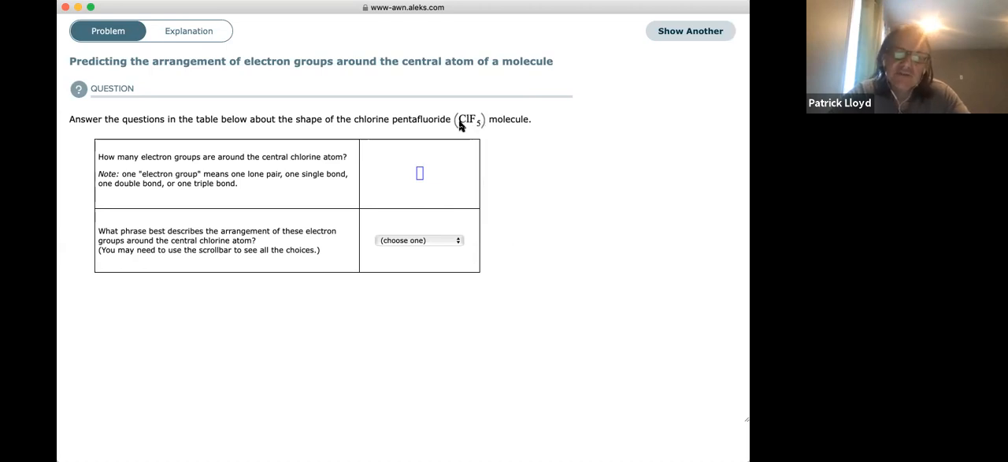How many electron groups are around the central chlorine? Remember, an electron group is either a lone pair, a single, a double, or a triple, right? So a triple bond doesn't count as 3 groups. A double bond doesn't count as 2. They only count as 1. And then what's this arrangement? And then, you have a scroll bar. You can look at those choices. Okay.